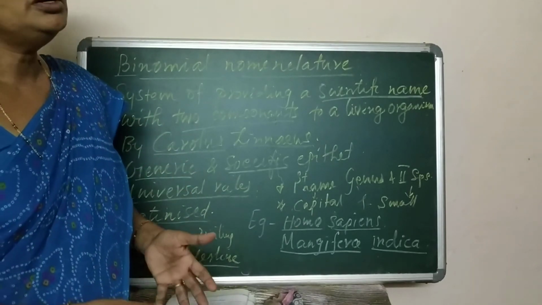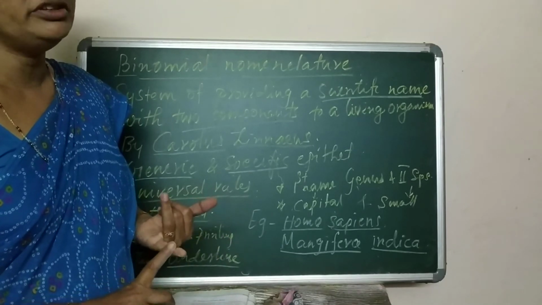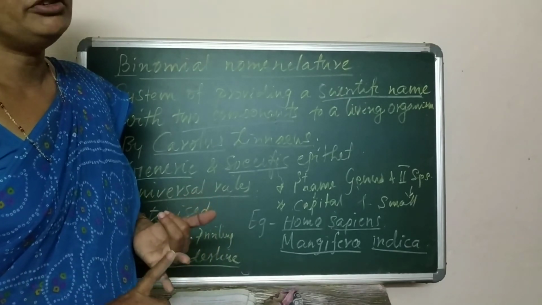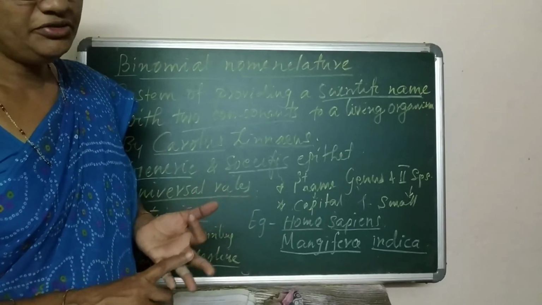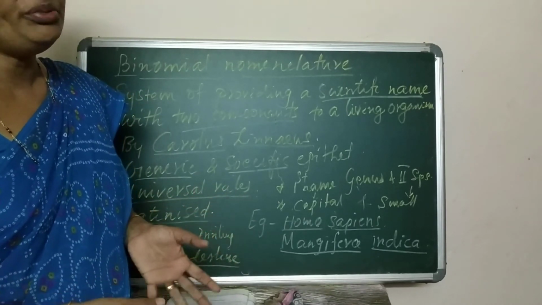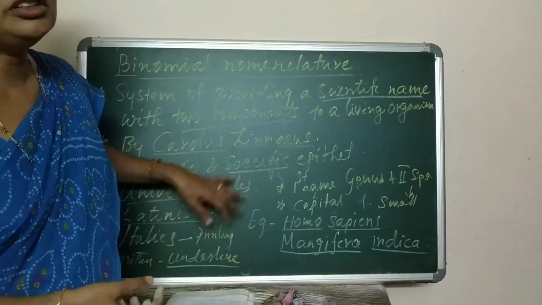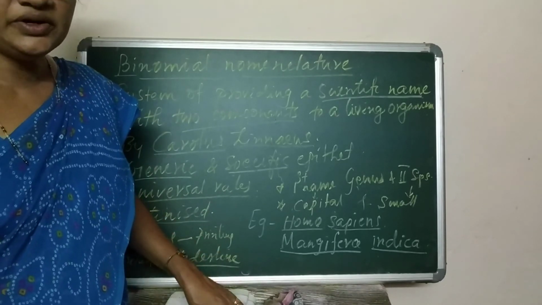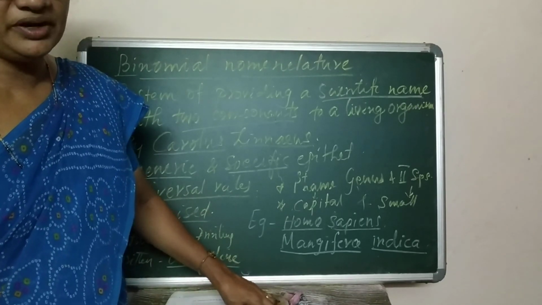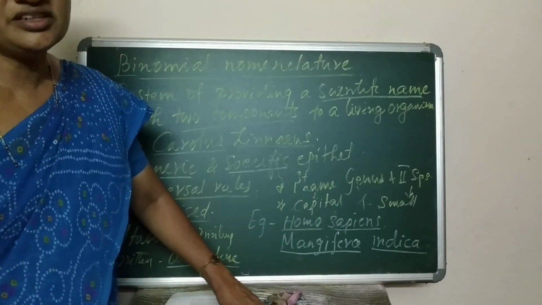So students, today we studied some points about biodiversity, the importance of diversity, then nomenclature and identification, then binomial nomenclature and its universal rules for writing binomial names. Please read your textbook very well and prepare the notes as bullet points. Okay, so please study well. Thank you.